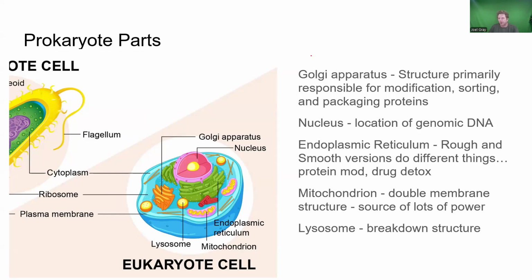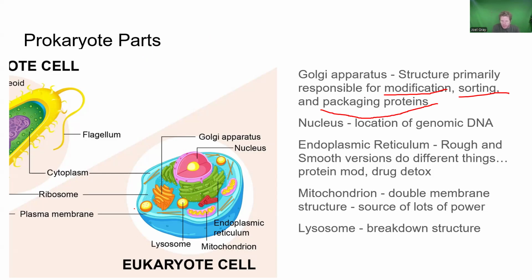They have a Golgi apparatus. This is a structure that's primarily responsible for the modification, sorting, and packaging of proteins. Now, a fair question there is, packaging for what? Well, one thing is that those proteins might be exocytosed. What that means is that they're going to be packaged up and then delivered to the plasma membrane. That vesicle or that kind of package will merge with the plasma membrane, and that protein will be released to go outside of the cell.